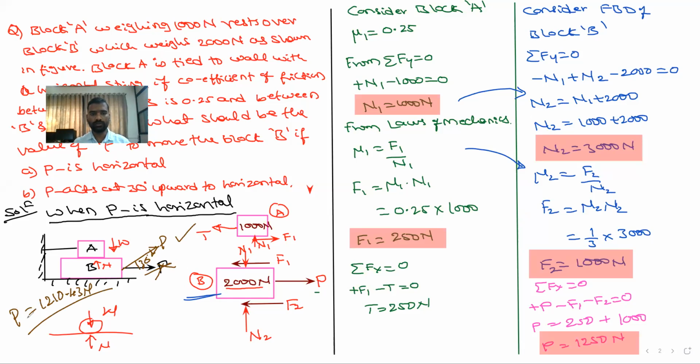You try to solve this one. If you're not getting it, then we will take it up in the next class. If you have a doubt in the FBD of A and B, we will take that also in the next class. Okay, sir. We'll stop now. We'll continue in the next class.